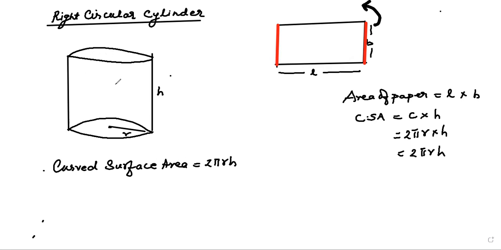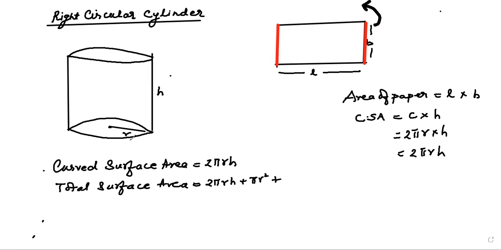Then there are totally three surfaces: one curved surface, top round surface, bottom round surface. If I want the area of all three surfaces, I call it the total surface area. Total surface area will be this curved surface area plus the upper round surface. The upper round surface is a circle, so its area is pi r square.